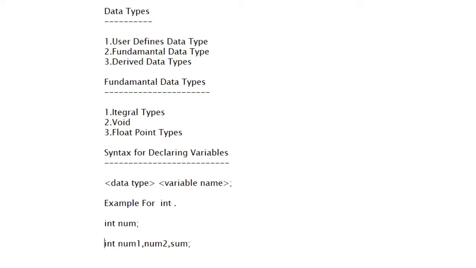So in C++, there are three kinds of important data types. The first one is user defined data type. The second one is fundamental built-in data types. The third one, derived data types. Now we are going to see the important one, fundamental data types. The remaining user defined data types and derived data types will be seen in the next videos. Fundamental data type means built-in data types.